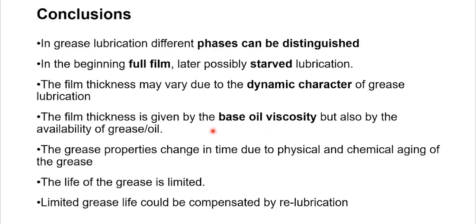The film thickness may vary due to the dynamic character of the grease lubrication process, and the film thickness is given by the basal viscosity mainly in the bleeding phase, and in the beginning it is given by the grease itself. Grease properties change in time due to the physical and chemical aging of the greases, and the life of the grease is limited. If you're using an open bearing, then this limited grease life can be compensated by the process of relubrication.